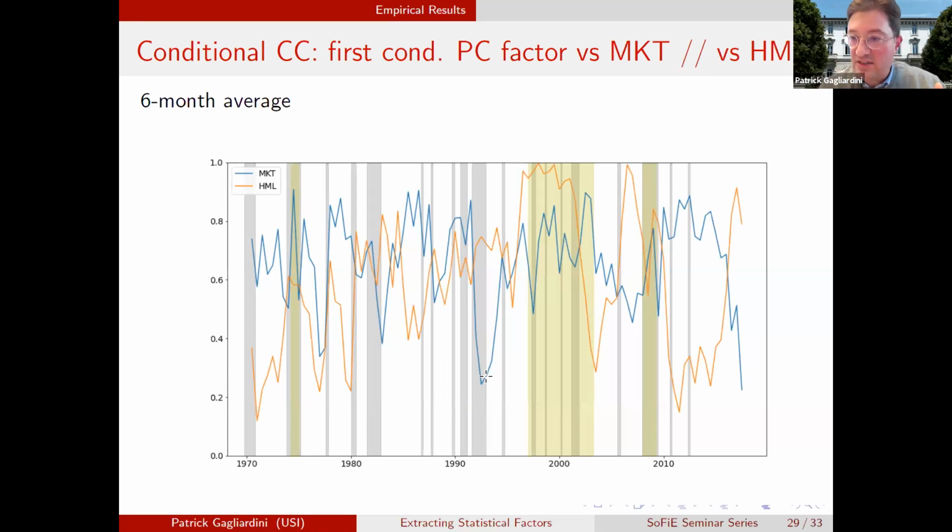And we can consider also the conditional canonical correlation with other observed factors. Here, for instance, the orange line is the conditional canonical correlation with high minus low. And this seems pretty large in some periods, larger than with the market. So according to this evidence, the dominating factor has a time-varying composition in terms of its association to Fama-French returns.